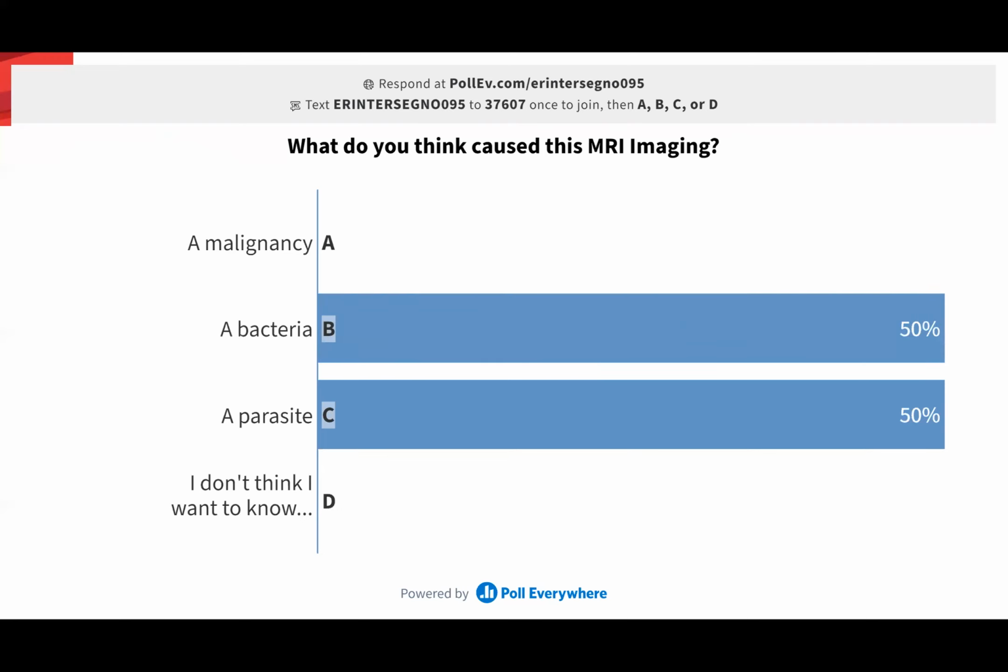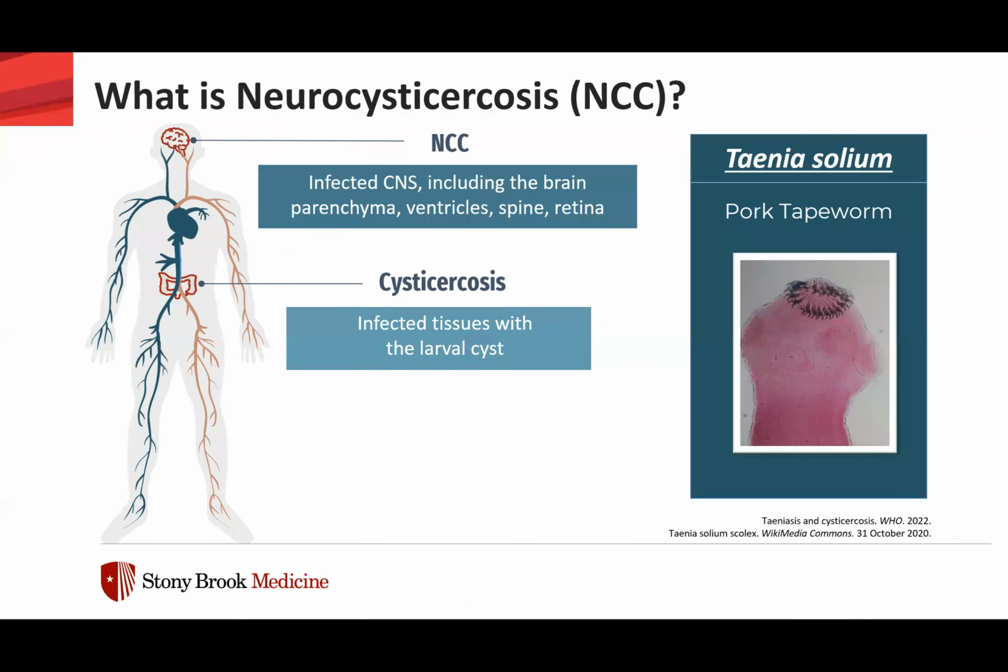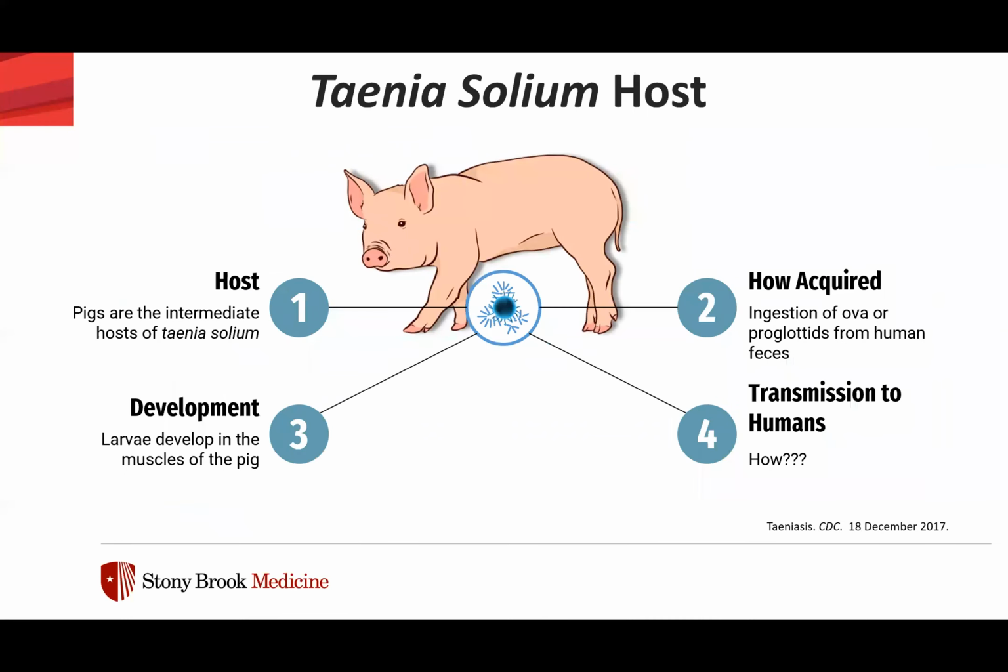Awesome. So I see we're getting some answers. The answer here is actually a parasite that caused this. And this patient was actually diagnosed with neurocysticercosis. Now you might be wondering, what does that even mean? And that's a great question. So there's neurocysticercosis and cysticercosis. Cysticercosis is an infection with the larval form of Taenia solium, or pork tapeworm. And when the cysticerci, or the larva of the tapeworm, attach in the central nervous system, that's when patients would be diagnosed with neurocysticercosis.